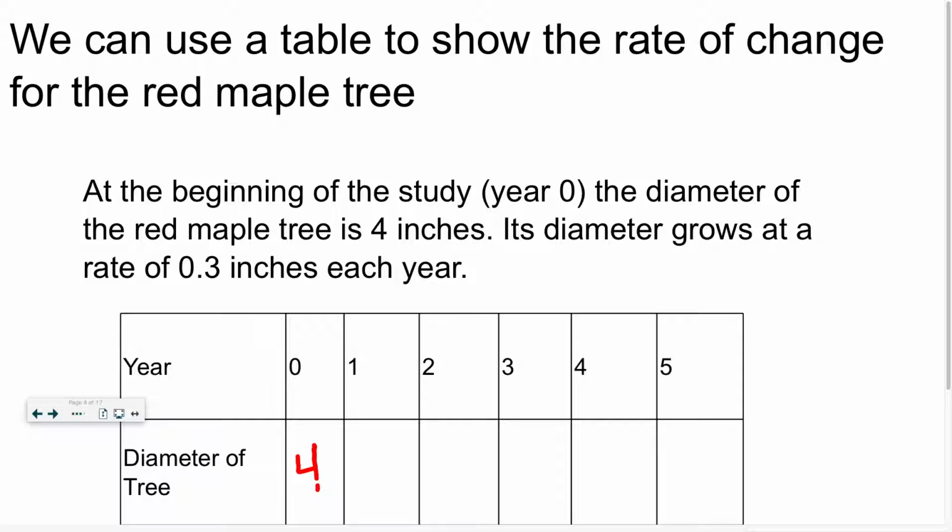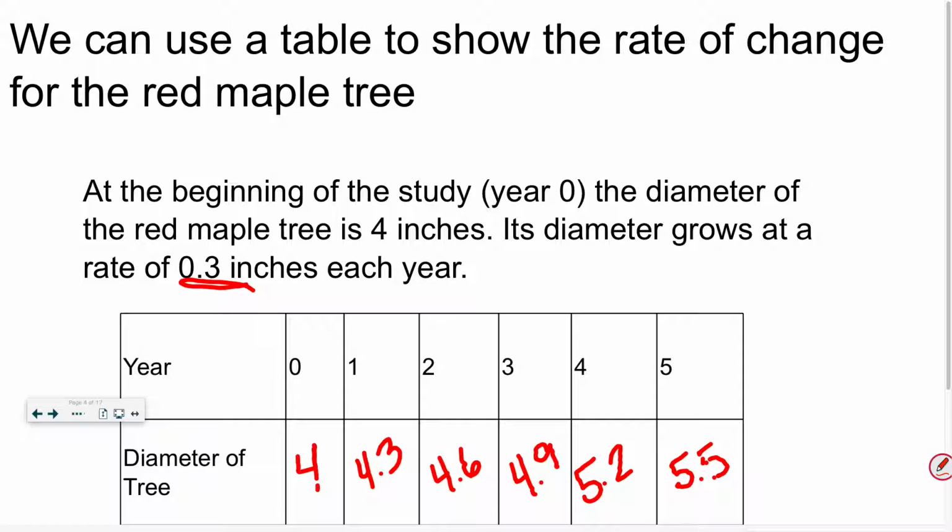Okay. And then what happened? What happened in year 1? What was the diameter? Maggie. 4.3. How did Maggie get 4.3? Because she added 4 inches, which was what it already had at 0 years, and then she added 0.3, which was what it's growing at every year. Yeah, we know that it grows this much every year, so she added that into the previous year's diameter. So what's year 2? 4.6. Year 3? 4.9. Year 4? 5.2. And 5? 5.5. Perfect.